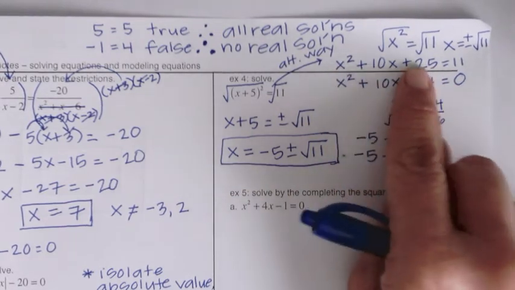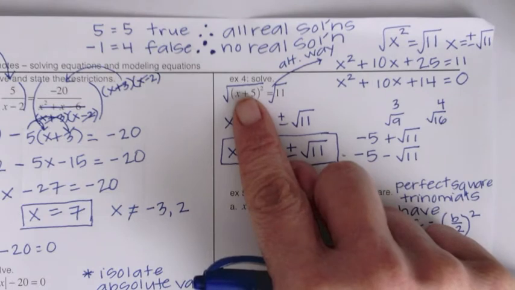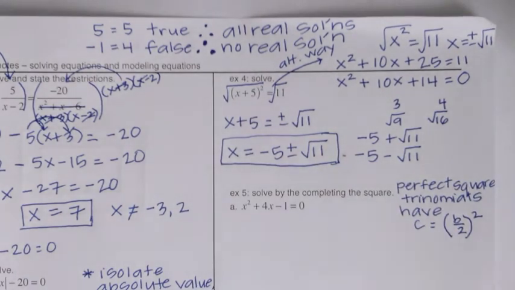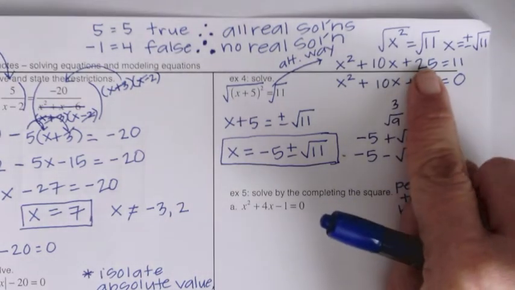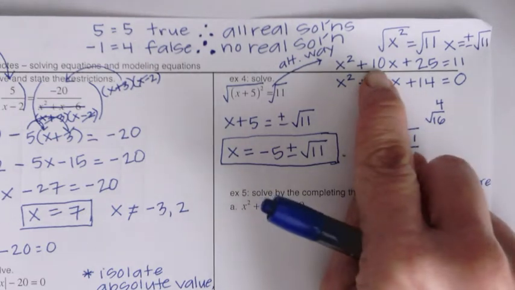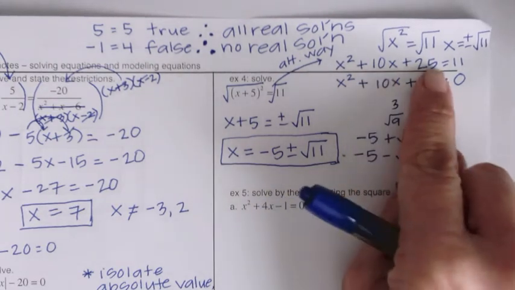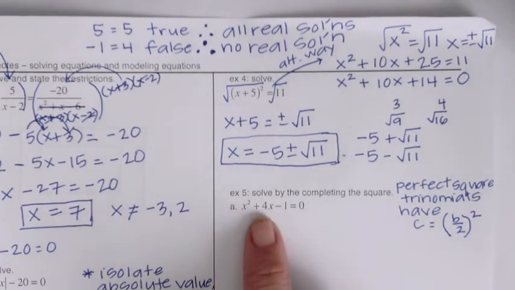This is a perfect square trinomial because when I write it in factored form, it's one binomial times itself, so it's a perfect square. All perfect square trinomials, this term right here will be half of the middle term squared. So half of 10 is 5, and 5 squared is 25. So when I look at this problem and I say, I'm going to complete the square, is this a perfect square trinomial? No, because half of 4 is 2, and 2 squared is 4, not negative 1.